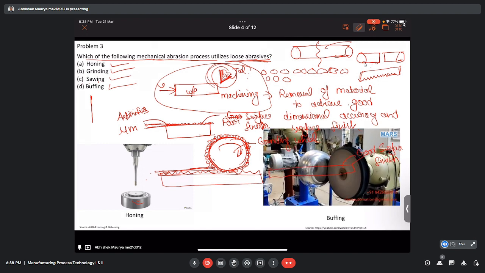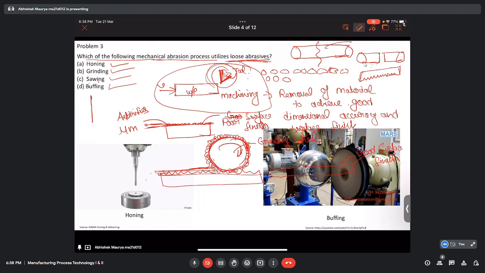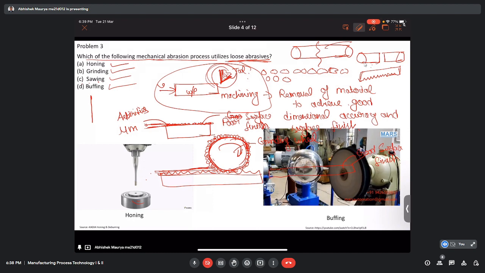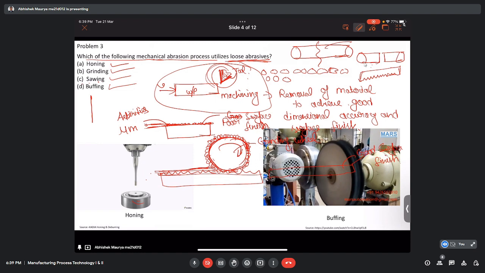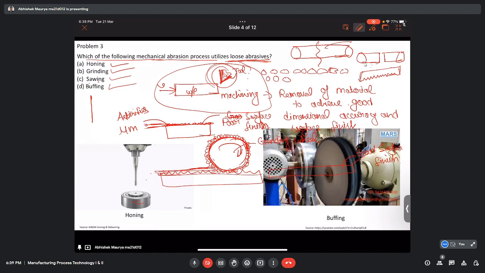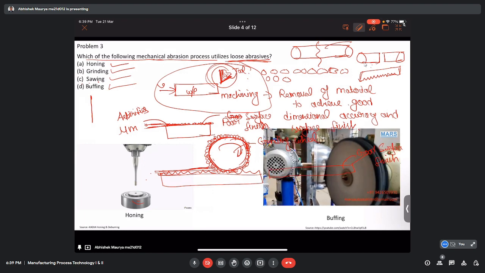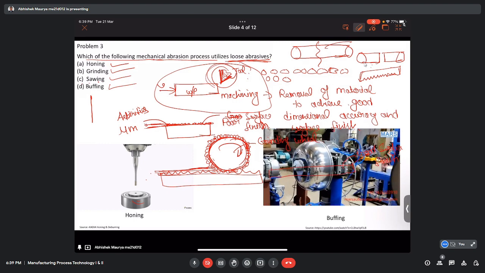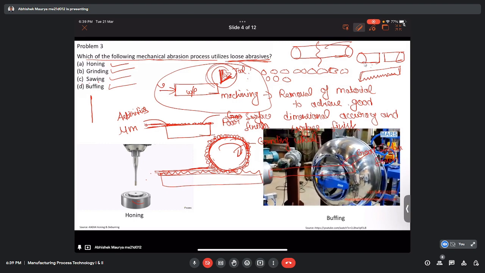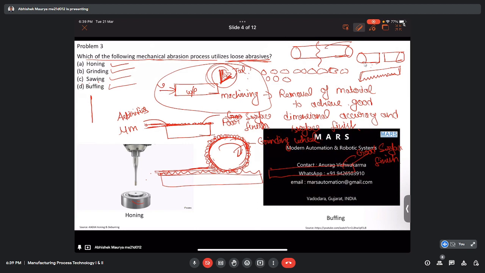This is the buffing process. It is a surface finishing process. The aim of this process is to clean the surface, to clean the oxide layer, and aesthetically the surface should look shiny. So you can see after the buffing process, the surface becomes very smooth and shiny. So this is the finishing process. But the buffing process is a little different from the earlier abrasive based processes.